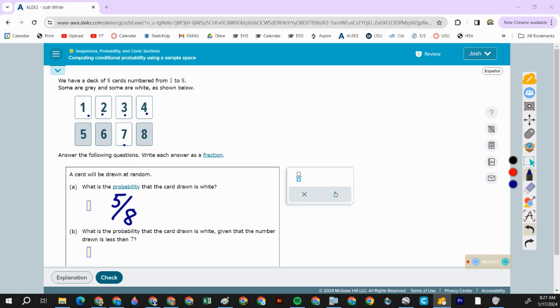Okay, and then the next question is conditional. So what is the probability of getting a white given that the number is less than 7? So if I wrote this out, I could say the probability of white given that the number is less than 7. So this has already occurred. So imagine I shuffle these cards and I reach in and I pull one out, but I don't show it to you, and I say, this card is less than 7. What is the probability that's a white? That's what the given means.